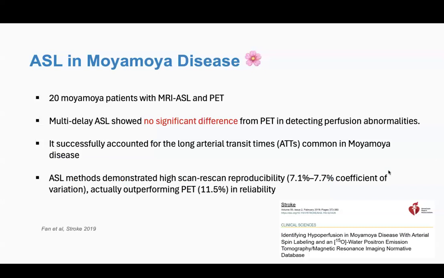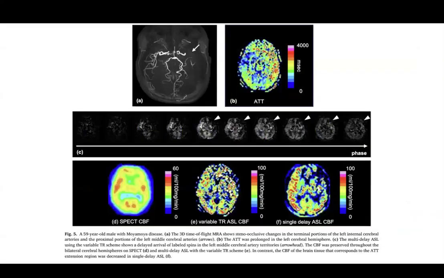And in another study, also by Fan et al., 20 Moyamoya patients had MRI ASL and PET imaging, which showed no difference between PET imaging findings and multi-delay ASL. And this is a patient with bilateral significant occlusion in the left MCA, which is showing increased arterial transit time in this region, and SPECT is showing decreased perfusion.